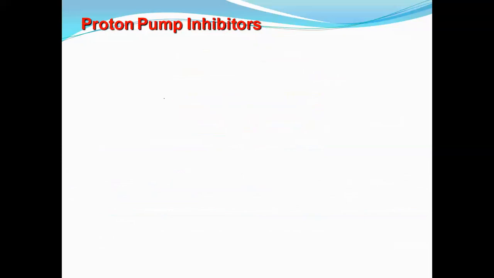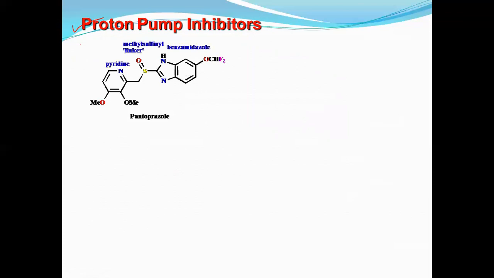Now we have to move with the inhibitors. Whatever the proton pump actions, they are inhibited. At what time are the proton pump inhibitors given? If excess acid secretion is produced in our body, in that case, the proton pump inhibitors are given by the physicians. As per your syllabus is concerned, there are four examples of proton pump inhibitors.